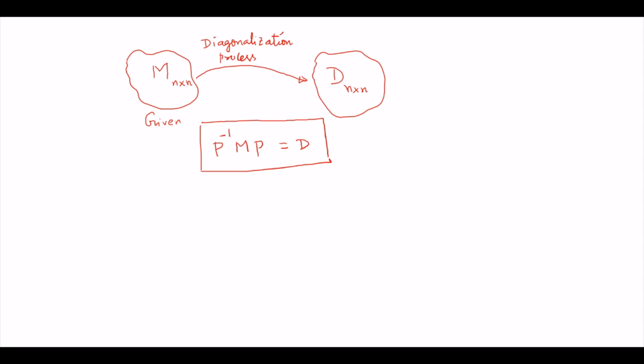If you want to calculate that, let us take the trace of P inverse MP. This is called the trace of D. So let us highlight the important properties of the trace. Let A and B be two matrices. The trace of the product of these two matrices can be written as the trace of BA. So trace of AB is equal to trace of BA.